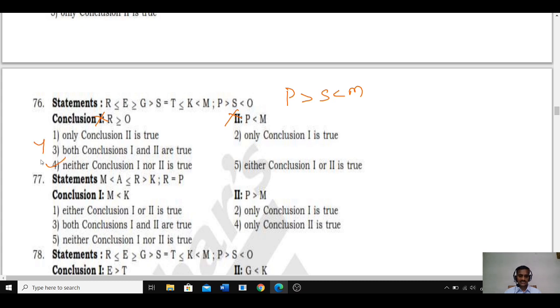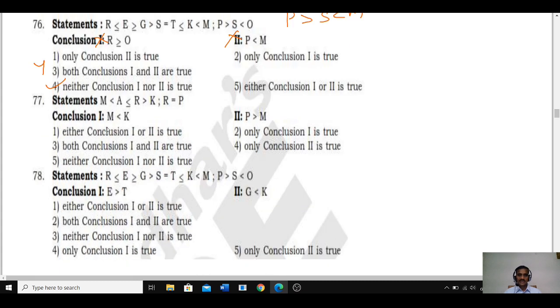Choice 4, 76. 77, M and K. M is here, K is here, lesser than, greater than, two opposite symbols, no relation. P and M. R equals to P, take P in place of R. M lesser than P, P greater than M is 2, only conclusion 2, that is choice 4, 77.